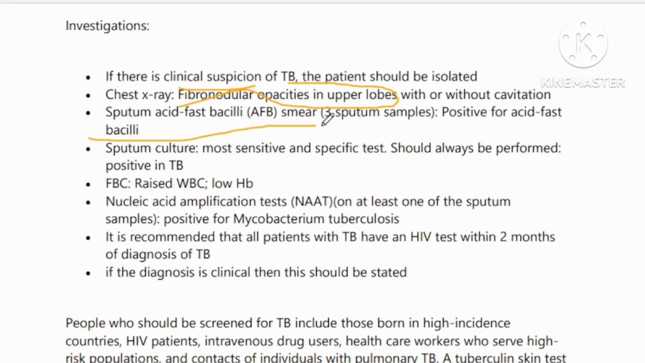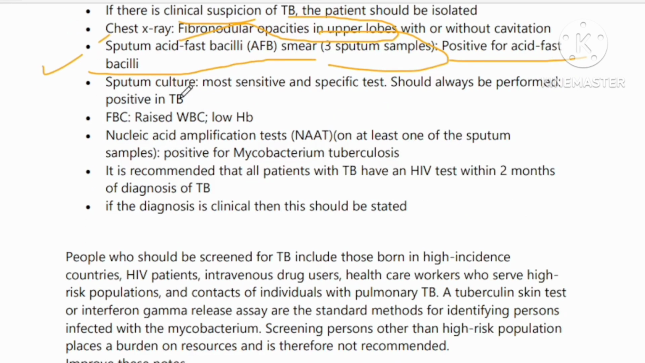Sputum AFB smear, about 3 samples should be taken, positive for acid-fast bacilli. Mostly we advise morning samples because the bacteria divide within 24 hours, so morning samples are preferred for testing. Sputum culture, the most sensitive and specific test, should always be performed, positive in TB.